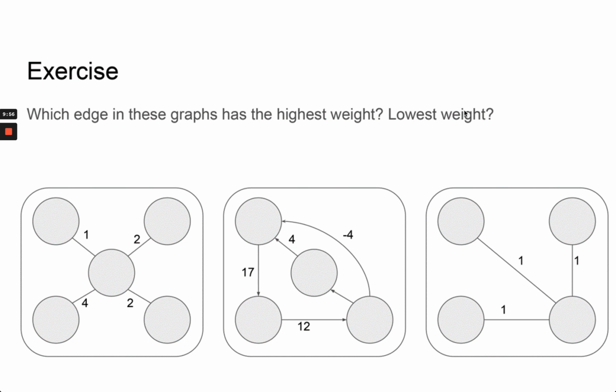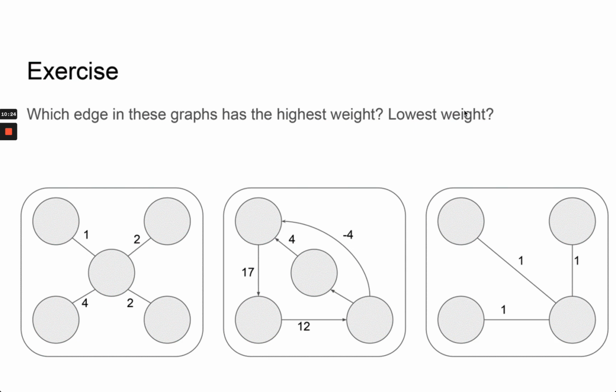Yes, so in that second graph, the highest weight is 17. The lowest weight is -4. In the first graph, the lowest weight is 1 and the highest weight is 4. And in graph 3, the lowest and highest weight are all 1, since they all have that weight. So nice job, everyone.